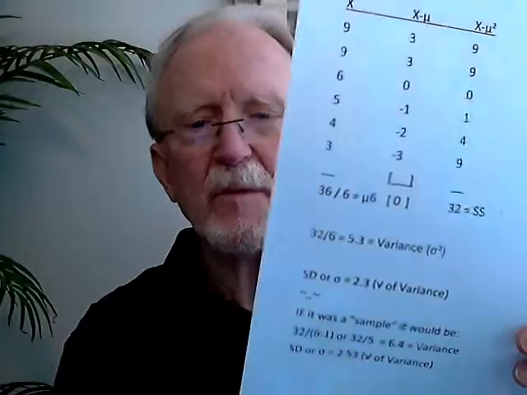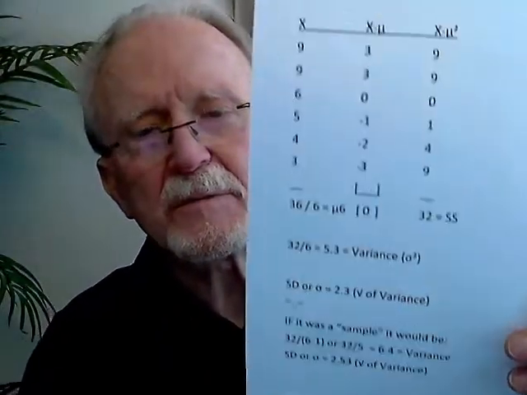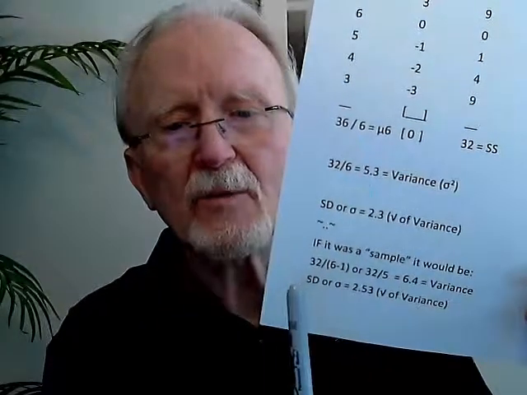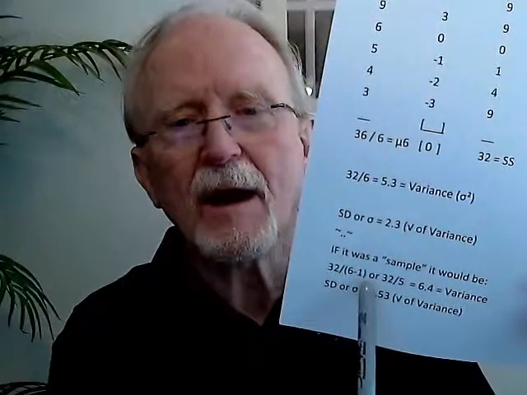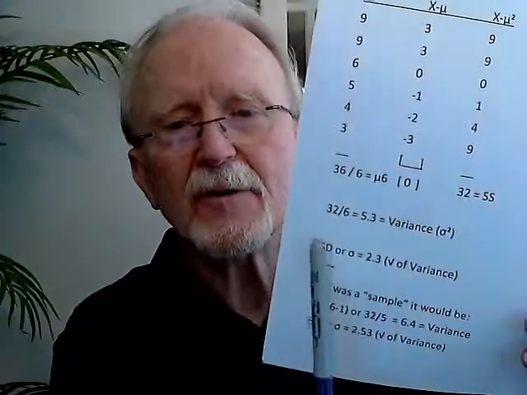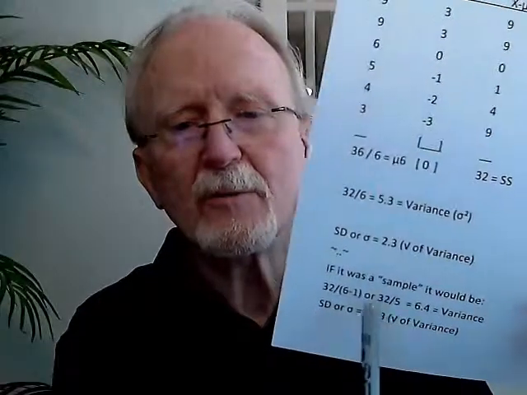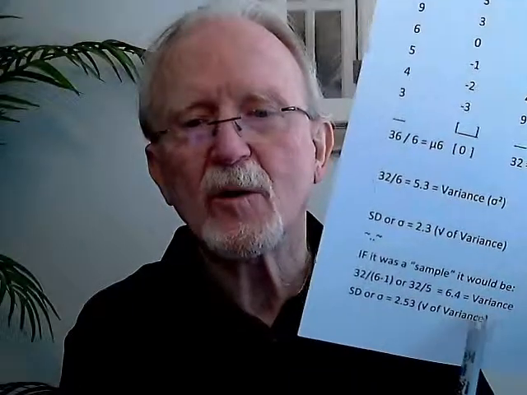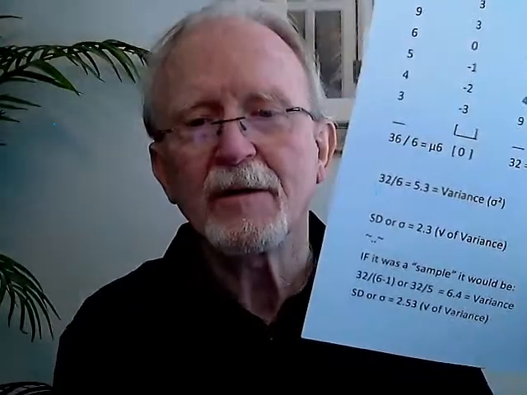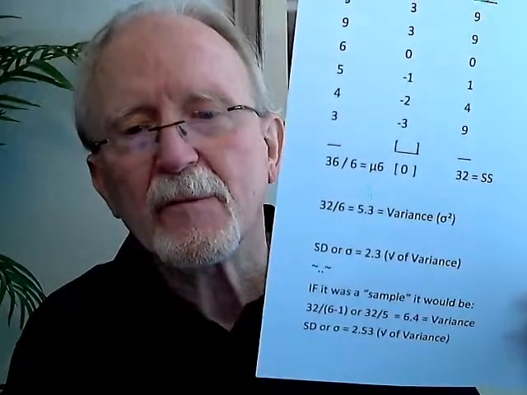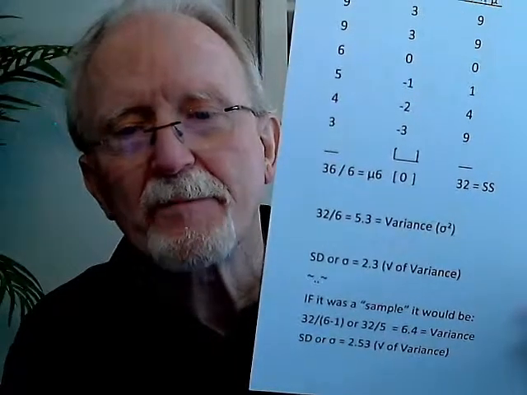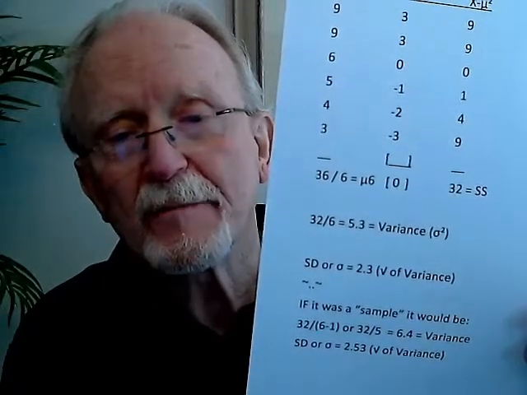Okay. If it was a sample instead of a population, besides the symbols up here being a little different, you would take n minus 1. So instead of dividing 32 by 6, you would divide the 32 by 6 minus 1, or 5, and you would wind up with 6.4 as a variance, and the square root of that would be 2.53. So the difference in a sample from a population would be 2.53 versus 2.3. Okay, maybe not a big deal, but it tells you something.